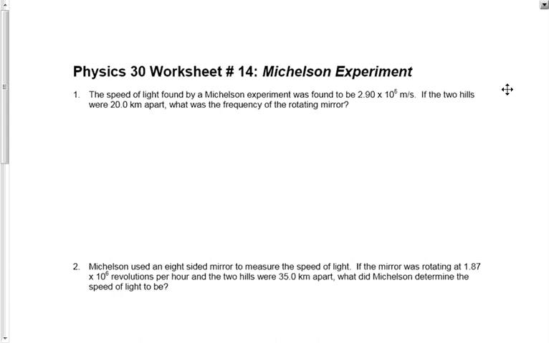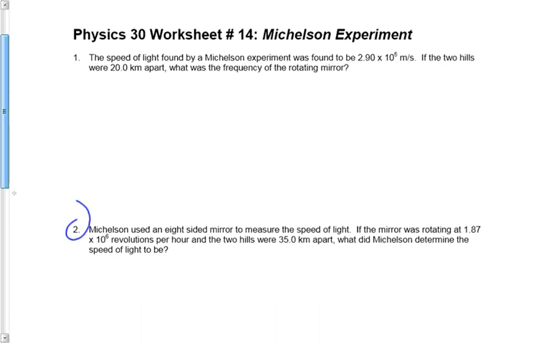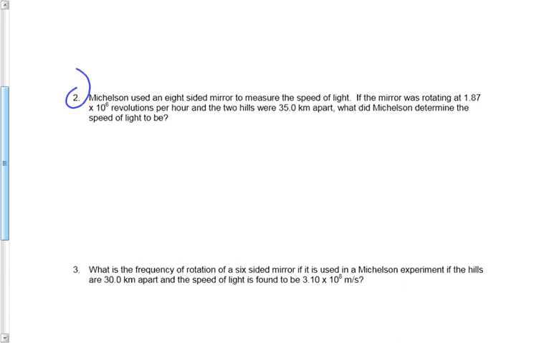One of our worksheets that we had for homework last night was worksheet number 14. We need to go over number 2 for that one. So let's take a look at that now. Michelson used an 8-sided mirror. It's the standard mirror, right? An 8-sided rotating mirror to measure the speed of light.